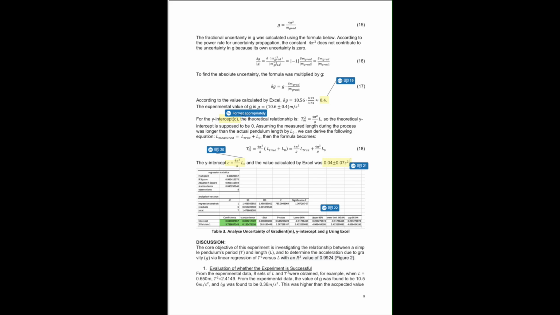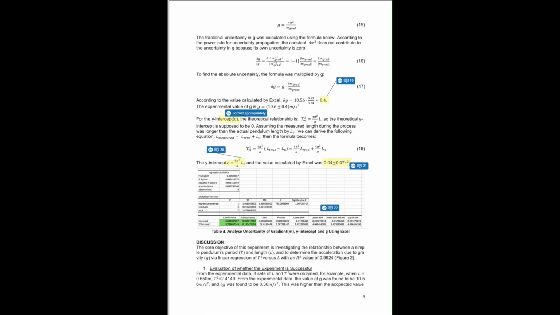Page 6. Discussion. Part 1. The Excel output is well presented. The discussion of the y-intercept is satisfactory, but should go further. The confidence interval should be stated explicitly, noting that it contains 0, and the implied offset length L0 could be calculated to comment on its physical significance.